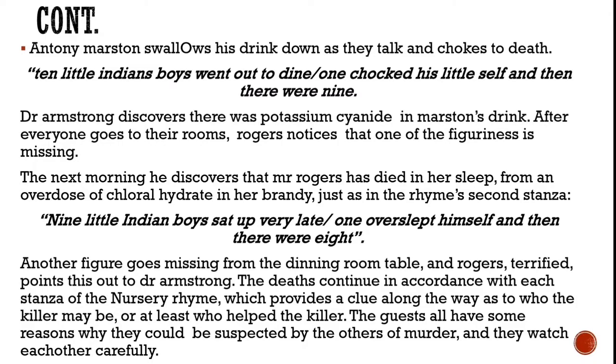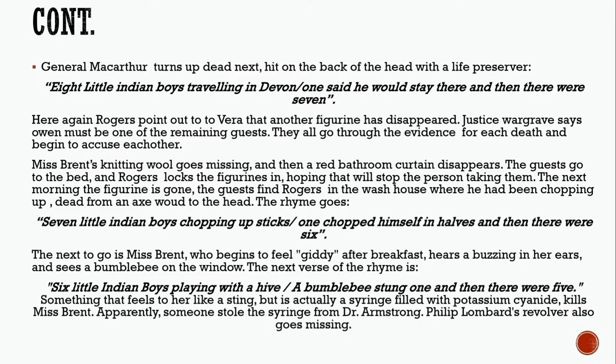The third in the row to die is General Macarthur. General Macarthur turns up dead next, hit on the back of the head. Now the nursery rhyme here goes like this. "Eight little Indian boys traveling in Devon. One said he would stay there, and there were seven."